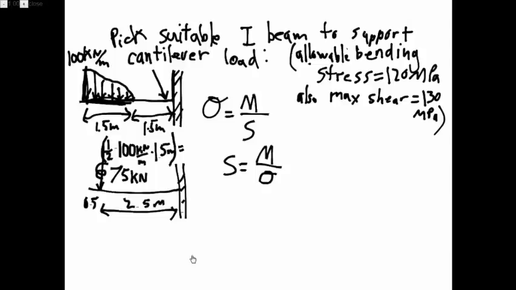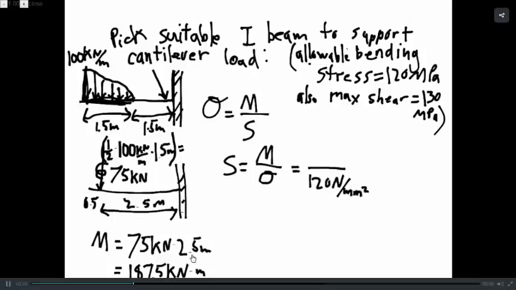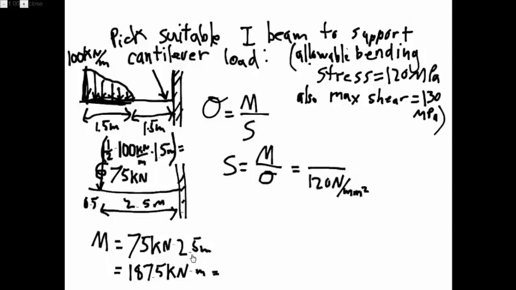And that distance is important, of course, because we need it to find our moment, which is force times distance. And it's time to start thinking about units. Our allowable stress is given in the units of megapascal, which is also newtons per millimeter squared. So I want to get our units of moment to be consistent with that. I've got to multiply by 1,000 to go from kilonewtons to newtons, and by 1,000 again to go from meters to millimeters. So we end up multiplying by 1,000 twice, which is 10 to the 6th.